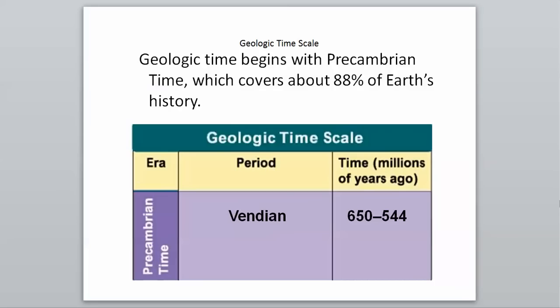Geologic time begins with what's called Precambrian time, which covers about 88% of Earth's history. So this is our earliest time, when we talk about geologic time, because this is when our first life came around. About 650 million years ago is when we first saw life, and it covers about 88% of Earth's history. This is called Precambrian time. It is our oldest because it is the farthest back where we actually see life.